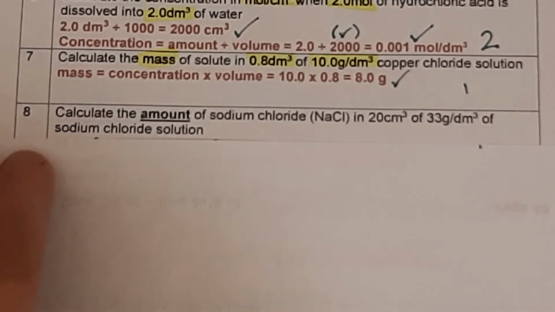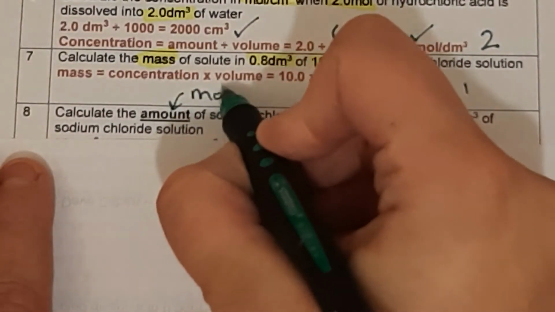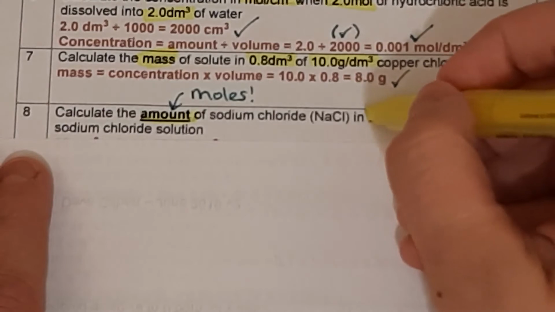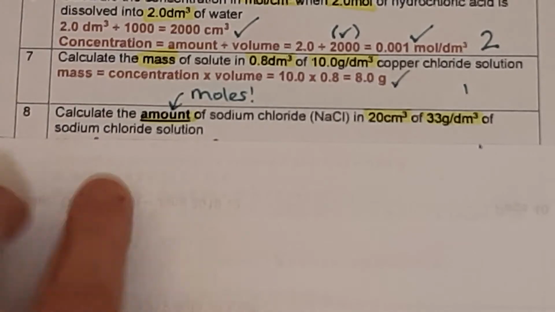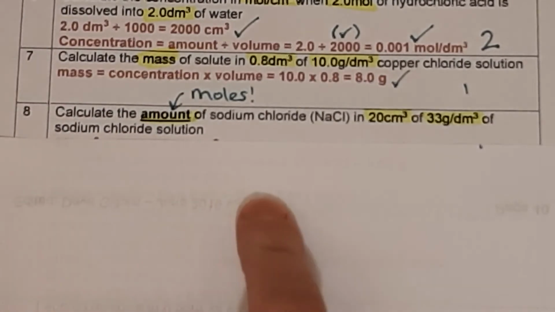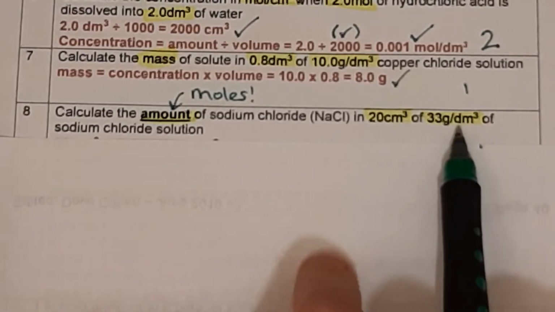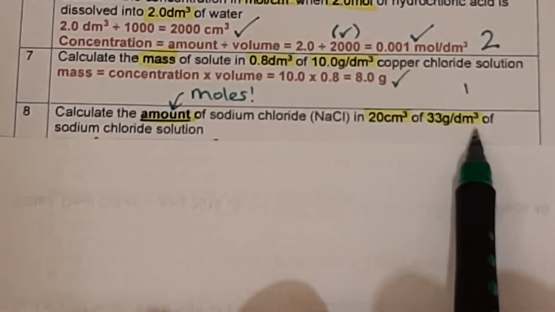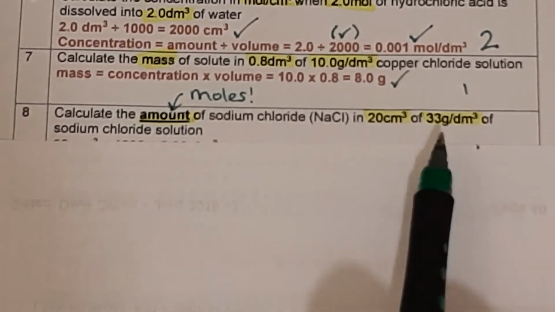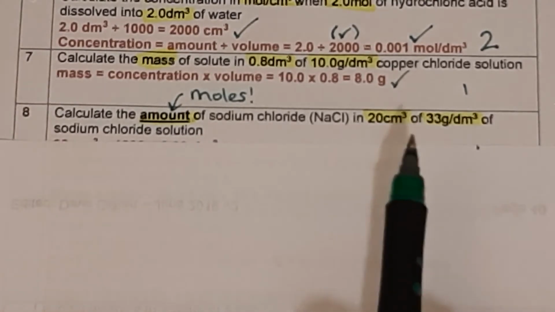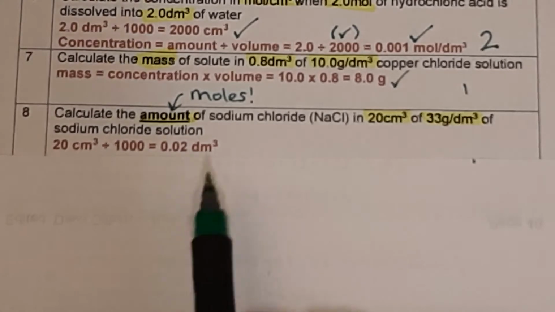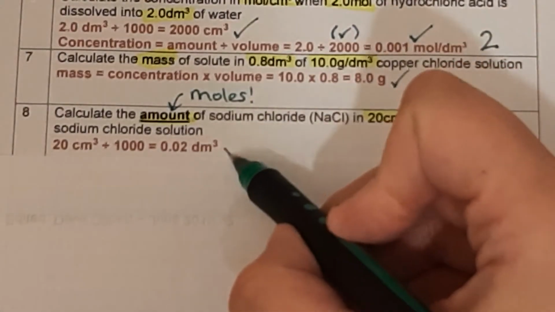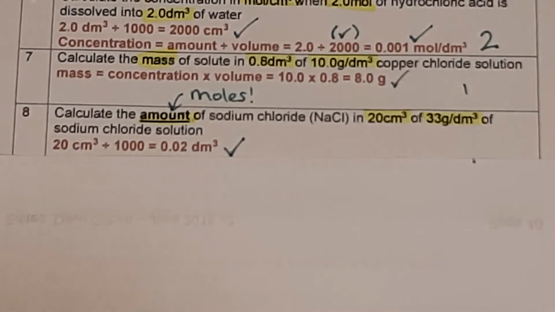Question 8. Calculate the amount of sodium chloride. So we need to remember that amount means moles. Okay, so we're looking for an amount in moles of sodium chloride in 20 centimetres cubed of 33 grams per decameter cubed of sodium chloride solution. So there's quite a lot to do here. So our 20 centimetres cubed is converted into decameter cubed for our concentration. And our amount is in moles, but we are giving it in grams. So there's 2 different conversions that will need to be done here. So to start with, we will turn 20 centimetres cubed into decameters cubed by dividing by 1,000. So that is 0.02 decameters cubed, and that's worth 1 mark.